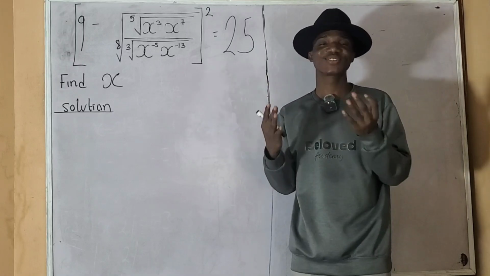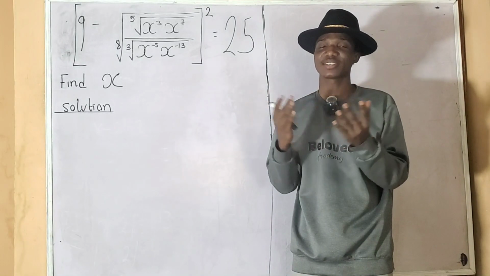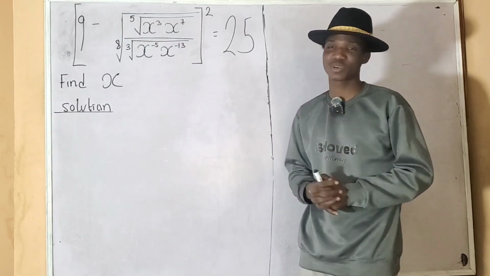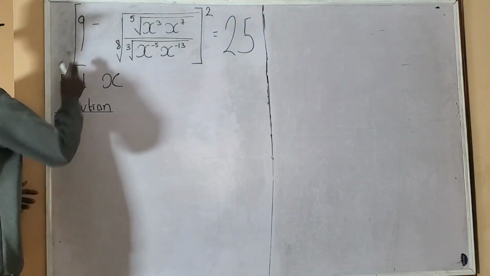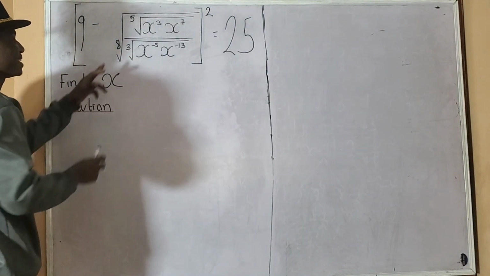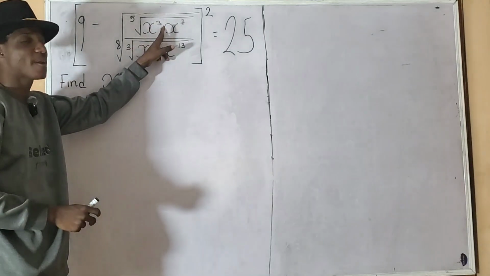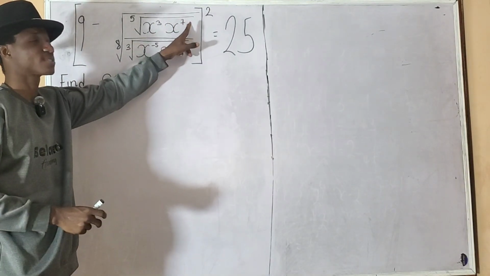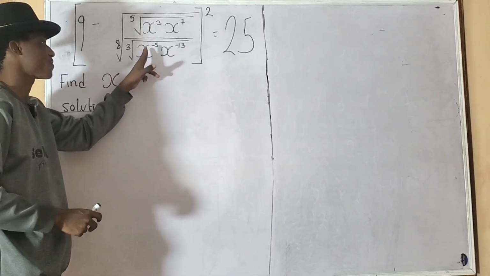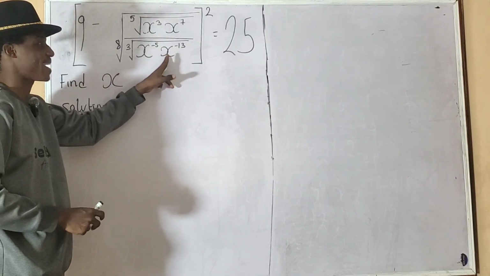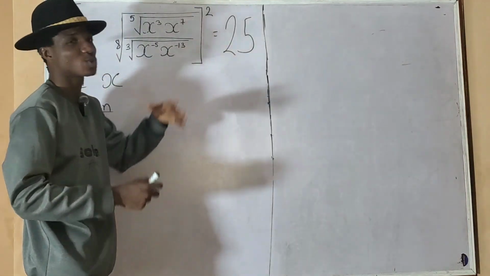This question is not as hard as you think. All you have to do is just pay attention and watch how I demystify the question. Here, you are asked to find the value of x in (9 minus the 8th root of the 5th root of x raised to the power of 3 multiplied by x raised to the power of 7, divided by the 3rd root of x raised to the power of negative 5 multiplied by x raised to the power of negative 13) all squared equals 25.